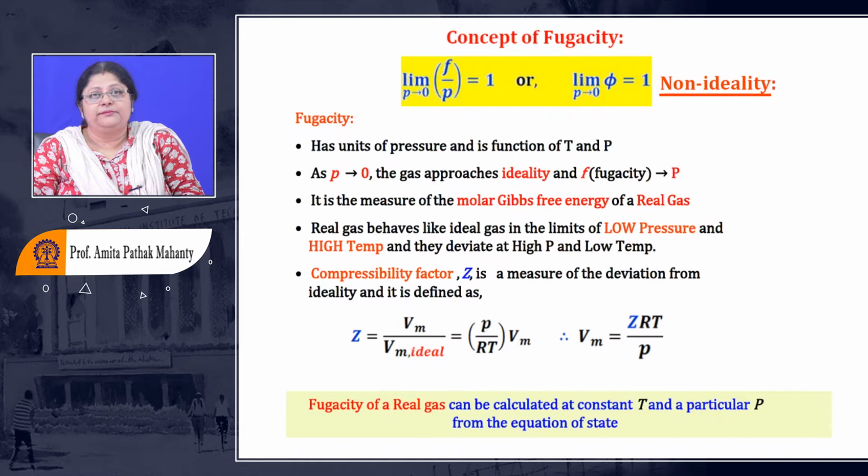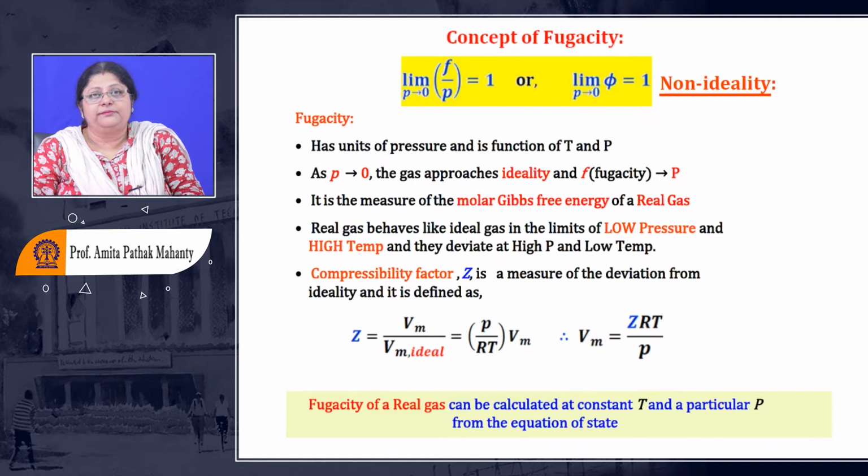It's the measure of the molar Gibbs free energy of a real gas. So a real gas behaves like an ideal gas under the limit of low pressure and high temperature, and they deviate at high pressure and low temperature. This we all know.